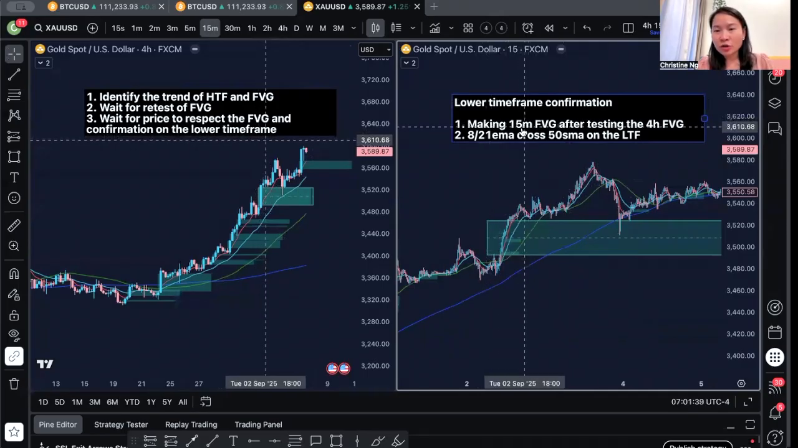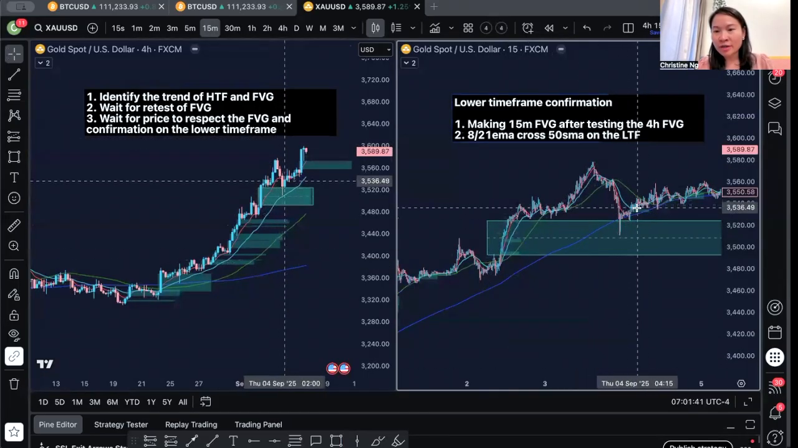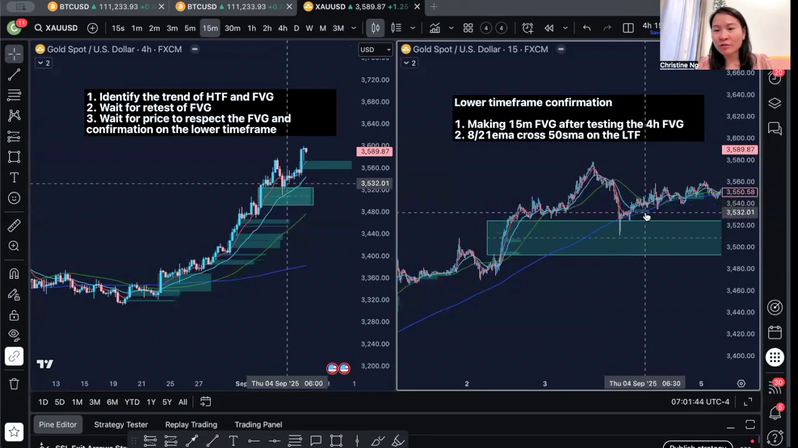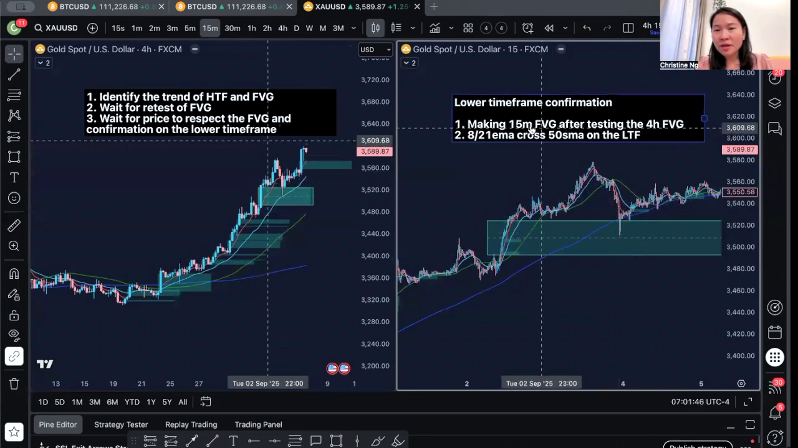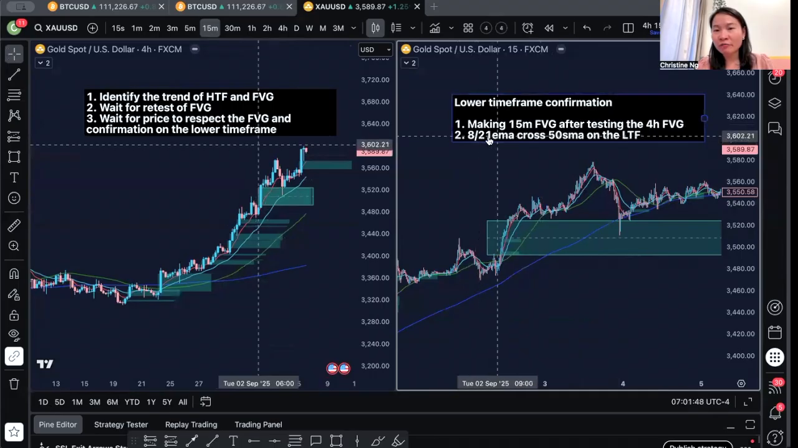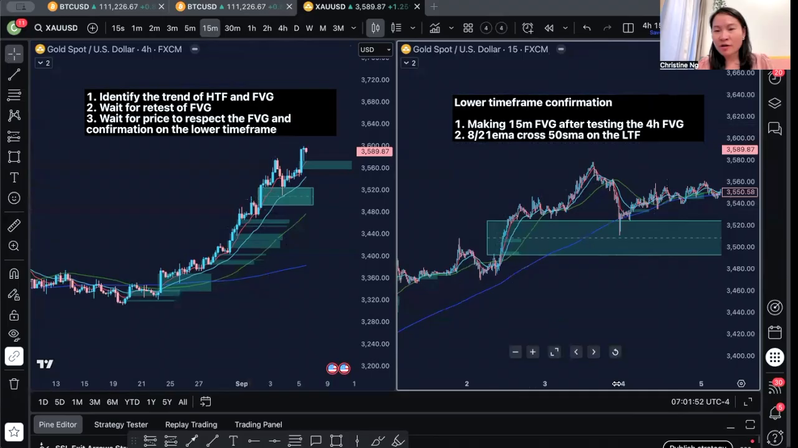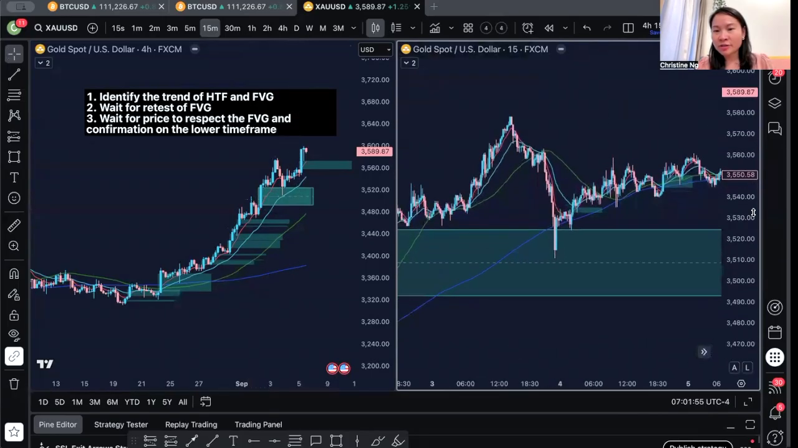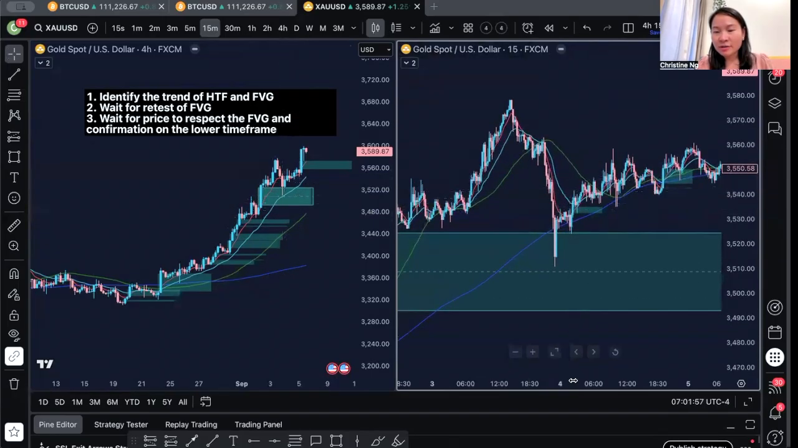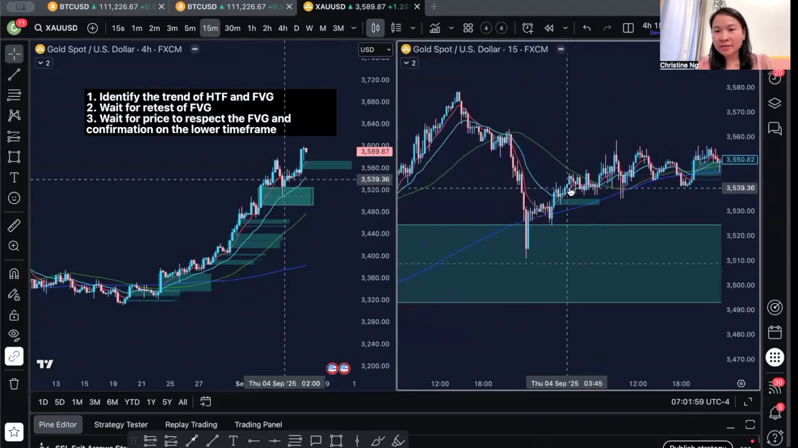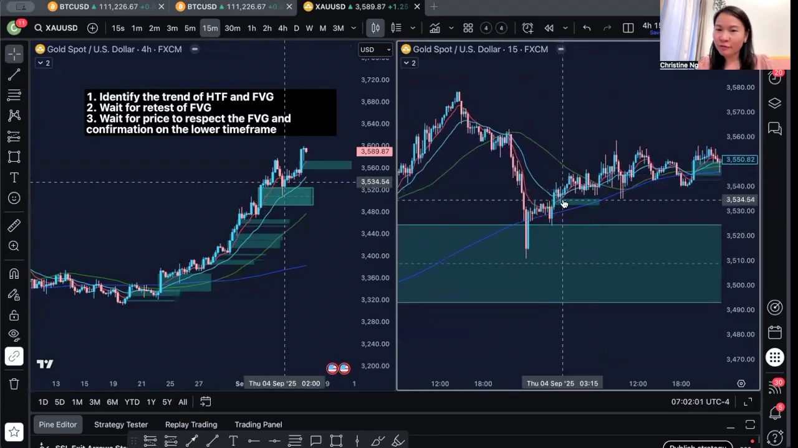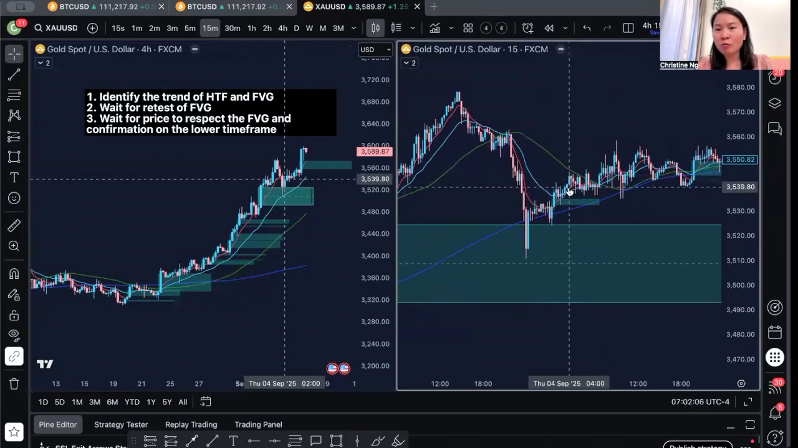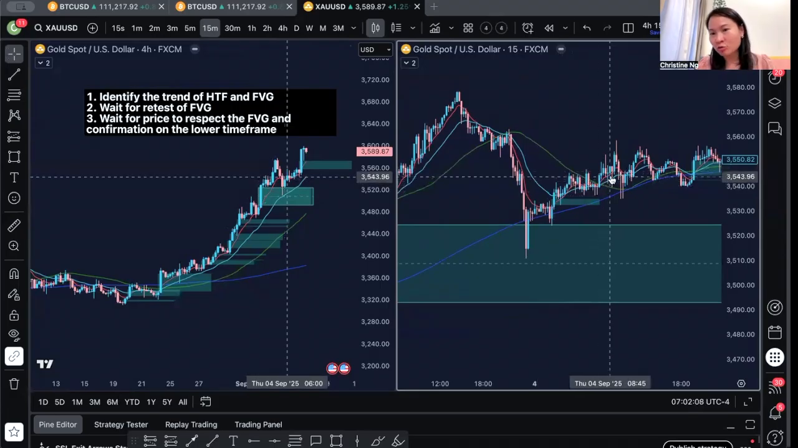I can use it to look at whether it's making a 15 minutes bullish fair value gap that shows bullish momentum, or I can look at the moving averages of the lower time frame, the 8 and 21 cross the 50. So that's entry for me. So for example, over here, when 8 starts to cross 21 and respect the 15 minutes bullish fair value gap, I can take an early entry here. Or if I want more confirmation, I wait for the 8 and 21 to cross the 50 and then I can take my entry over here.